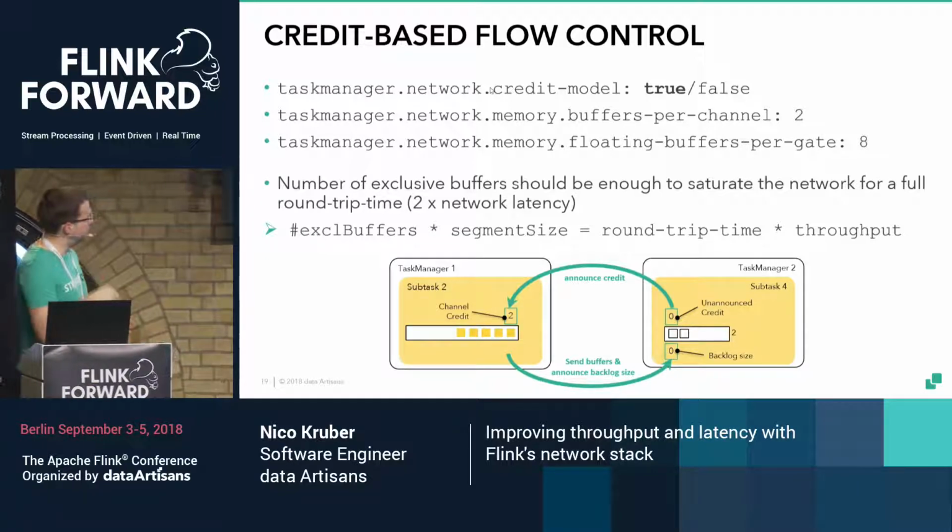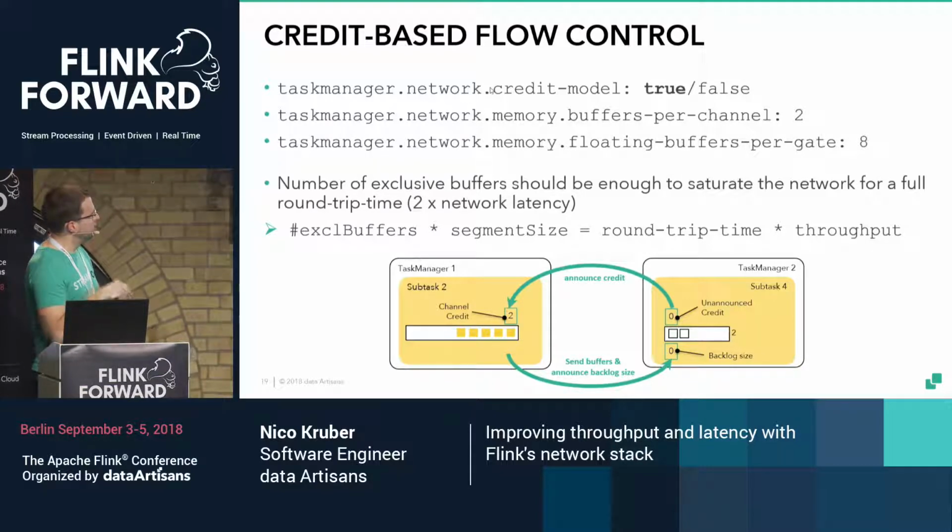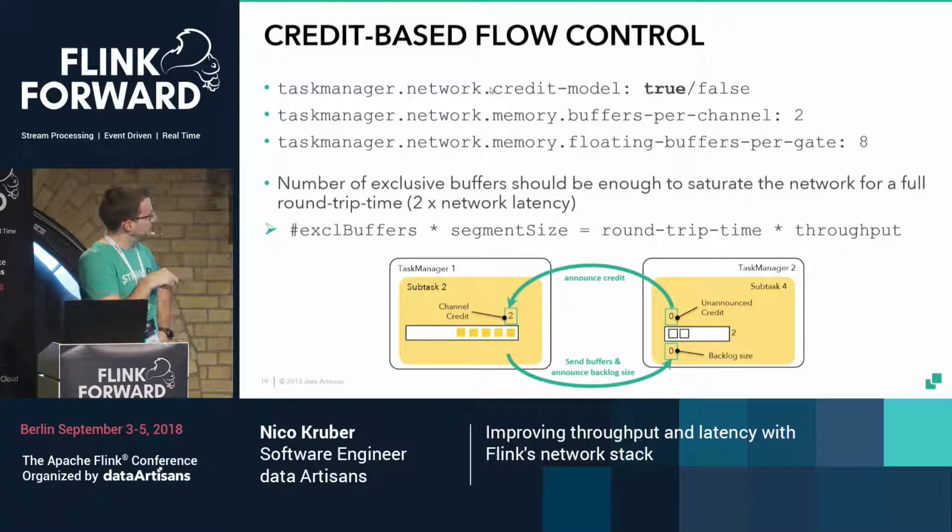because imagine this scenario when you start up. You have 2 exclusive buffers on the receiver. You did announce that, and you have the sender that immediately got a lot of data for whatever reason. So we have 5 buffers queued up, but we only have a channel credit of 2. So we can only send 2 of them. And we do piggyback the backlog size with the first buffer that is sent over, but we cannot send more until this one has gotten new buffers from the local buffer pool.